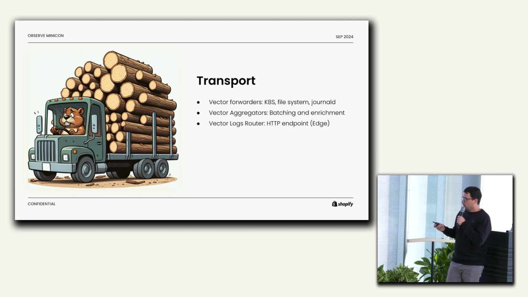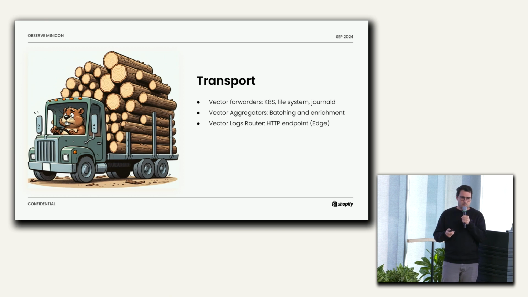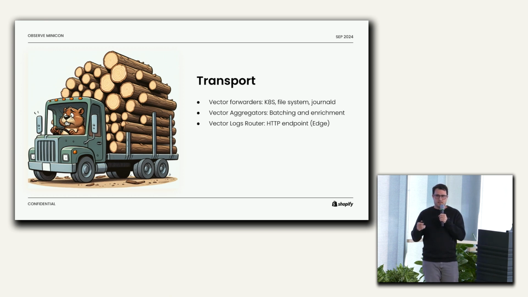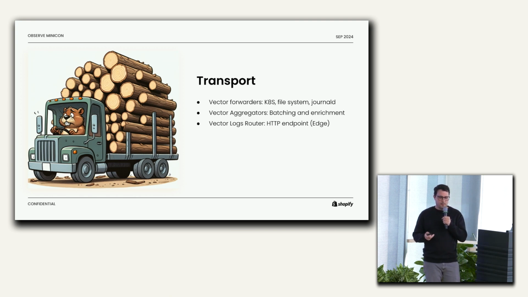Then we have a second layer, which involves batching and enrichment. This is also done by Vector services. And also, aside from these first two, we have the Vector logs router. This router basically exposes an HTTP endpoint to the external world, and people can push logs as soon as they become available. Cloudflare is the most important example that pushes logs via HTTP.